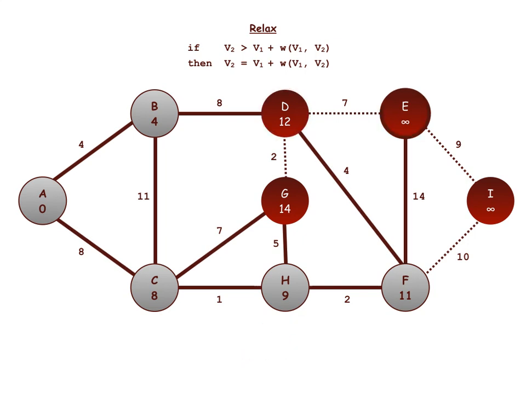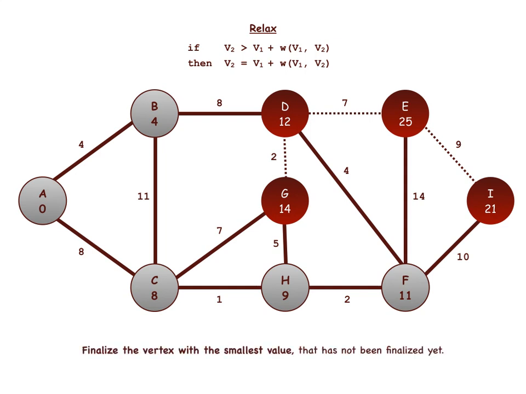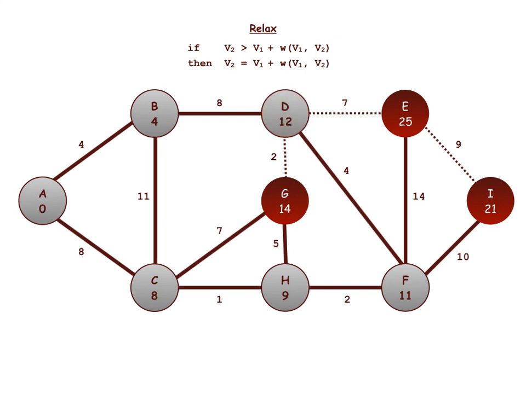Next to the edge connecting F and E. Here we compare infinity to 11 plus 14. Clearly infinity is larger, so E's value updates. Next, the edge connecting F and I. Here we compare infinity to 11 plus 10. Clearly infinity is larger, so I's value updates. Now all of F's edges have been relaxed, so we're now going to finalize the vertex with the smallest value, that is vertex D, and now we're going to relax each of D's edges.